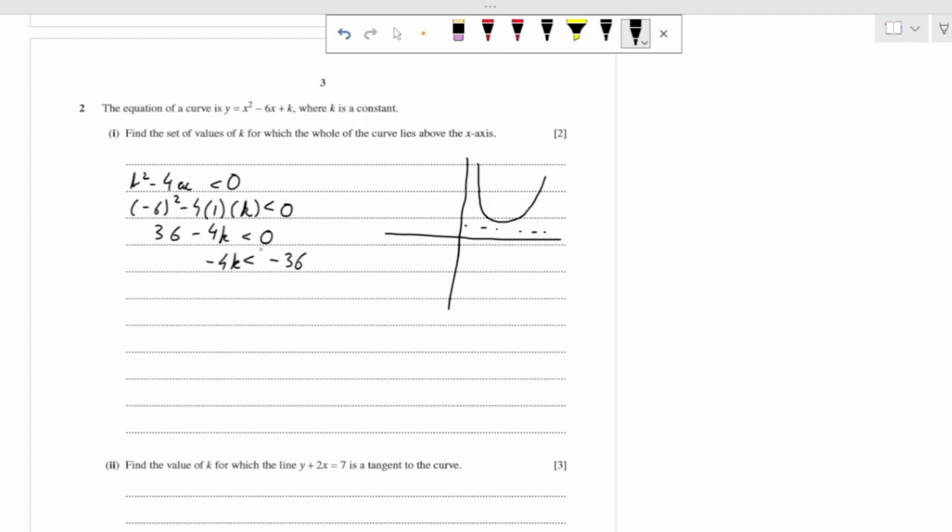4k. Now an important thing to do over here, whenever you are dividing or multiplying any side of an inequality with a negative number, the inequality sign will always be switched. In this case, minus 4 will divide on the other hand side. So it is important that you also switch the direction of the inequality sign. Minus 4 goes on to the other side, divided by minus 36, and we get our answer 9. And the final answer is k is greater than 9.